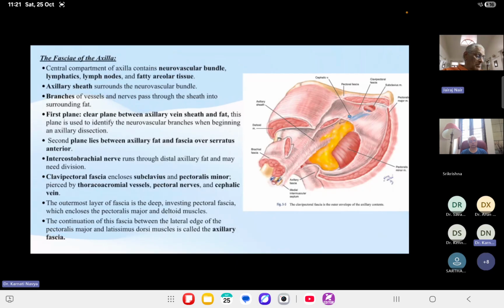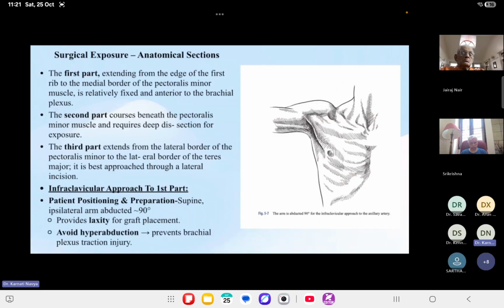The outermost layer of the fascia is the deep investing pectoral fascia, which encloses the pectoralis major and the deltoid muscles. It continues between the lateral edge of the muscles and enters laterally into the axilla, where it is called the axillary fascia, and it also forms the cleft of the axilla because of its communication.